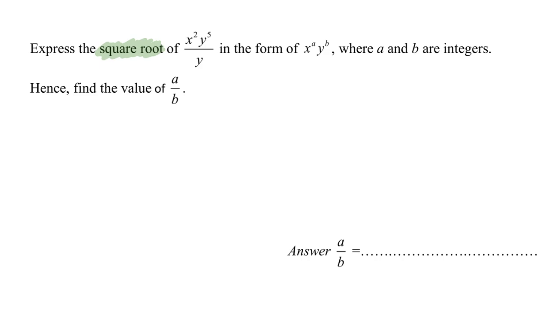Okay, there's quite a lot of information here. So something to point out: since a and b are integers, integers basically means no decimal, or no fraction by extension. Now that we know that a and b are integers, let's move on to see what we can do.